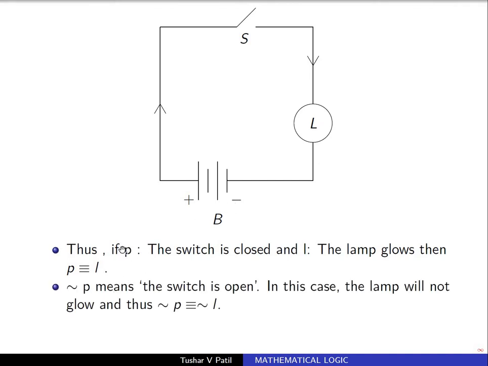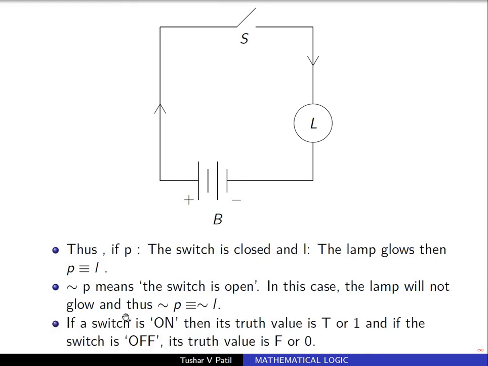Negation P. Look at the statement. P is the statement "the switch is closed", and its negation P means the switch is not closed, that means the switch is open. In this case, the lamp will not glow, and thus negation P is equivalent to negation L. In the third point, if a switch is on, then its truth value is T or 1. And if the switch is off, then its truth value is F or 0.